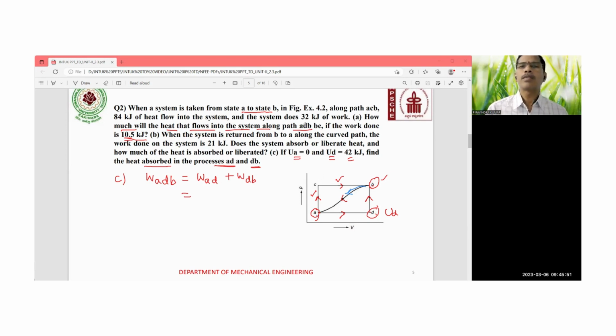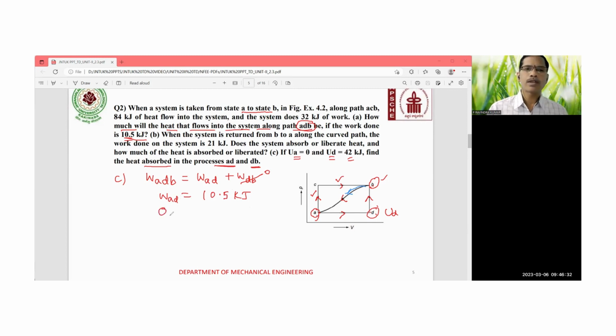So the system does work from ADB, right? When you observe clearly, this is nothing but DB, the W BD is 0, right? So that is nothing but equal to W AD. Here you will get this as 10.5 kilojoules. So W AD is equal to 10.5 kilojoules.